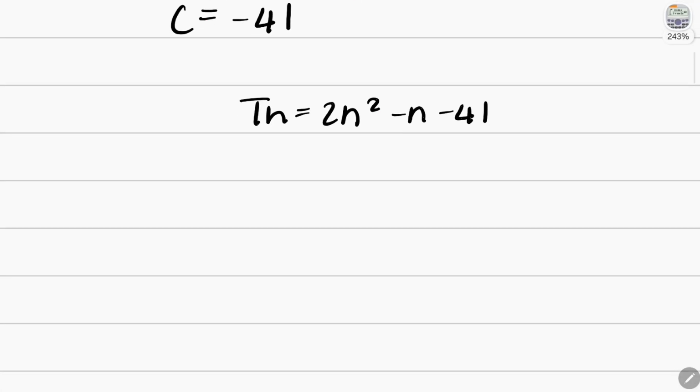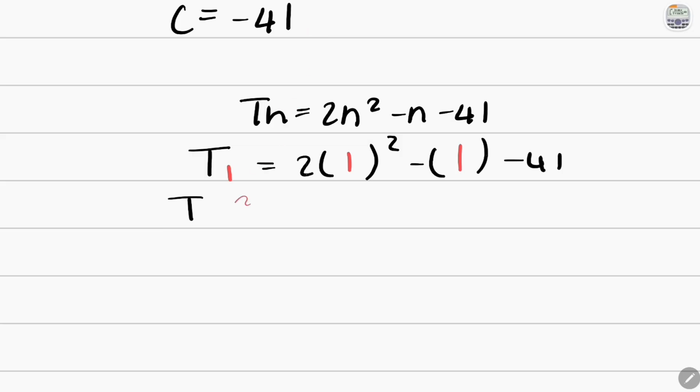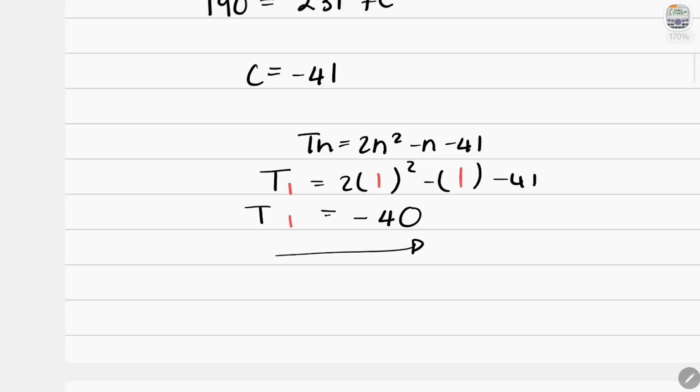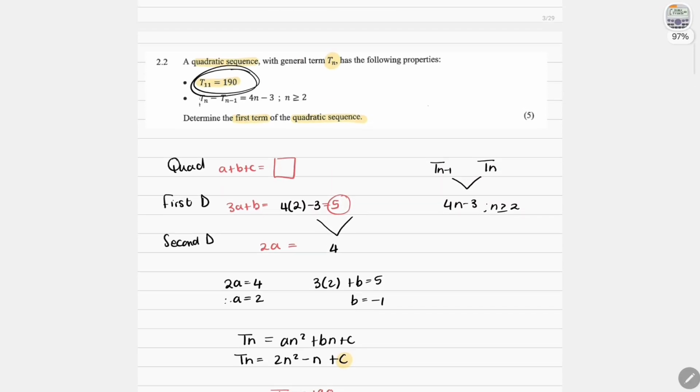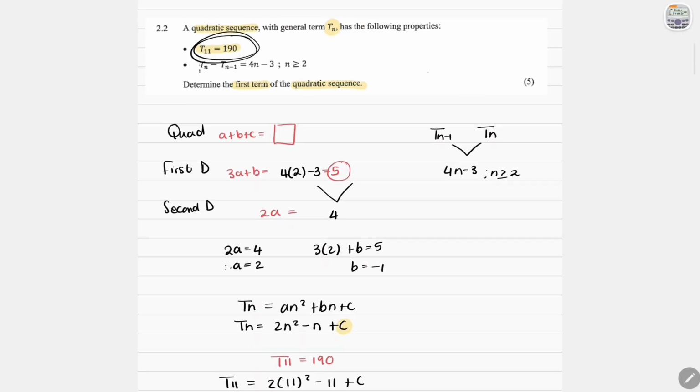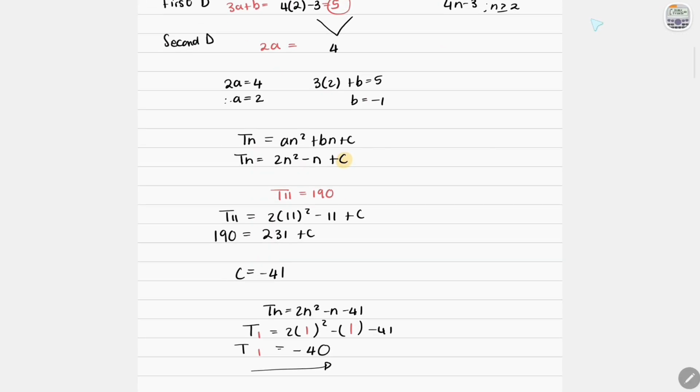And now we can finally find the first term. So we'll say term 1 is equal to 2, and in place of n, we substitute 1, all squared, minus 1 and then minus 41. So term 1 is finally equal to 1 times 2 is 2, minus 1 is 1, minus 41. 1 minus 41 is negative 40. And that is our answer. Okay, so that is it for question 2.2. Moving on to the next question.